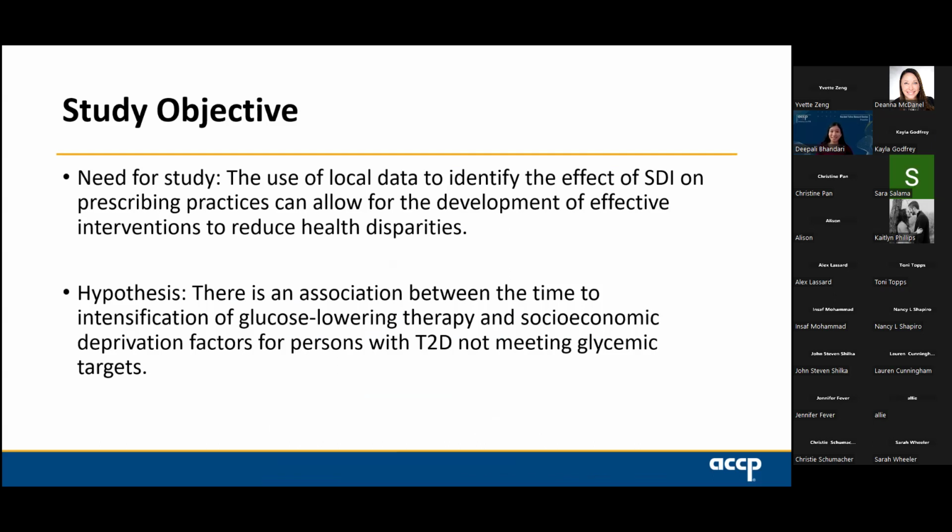So the study objective for my study is that the use of local data to identify the effect of SDI on prescribing practices can actually allow for the development of effective interventions to reduce health disparities. And the hypothesis is that there is an association between the time to intensification of glucose-lowering therapy and socioeconomic deprivation factors for persons with type 2 diabetes who are not meeting glycemic targets.